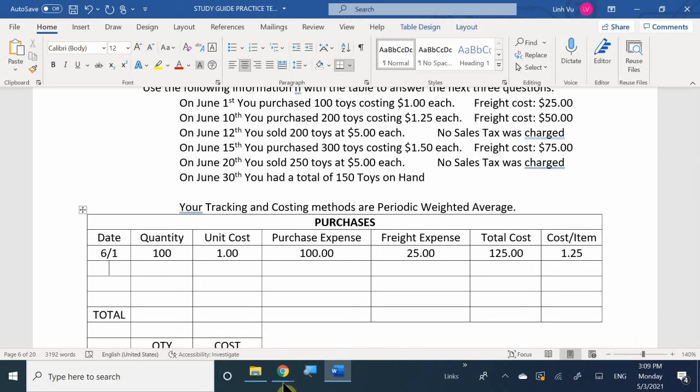Okay. So once again, what happened on June 10? Purchase 200, at 1.25 a piece. Purchase expense is $300. Freight was $50. Total cost $300. Okay. So again, once again, practice purposes only. You can just solve for it. All right, last but not least, what was the last purchase that we bought again in June? I believe it's June 15.